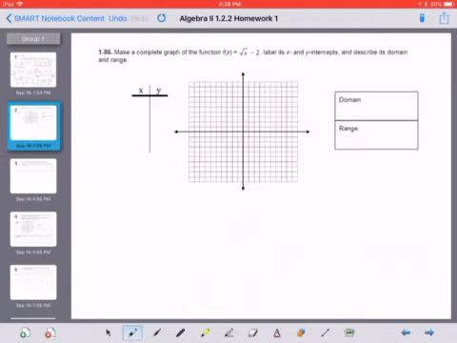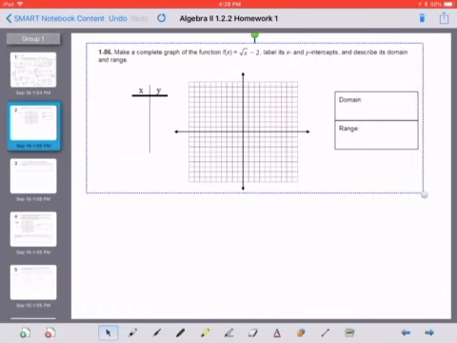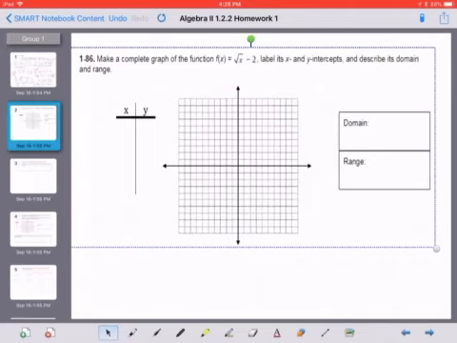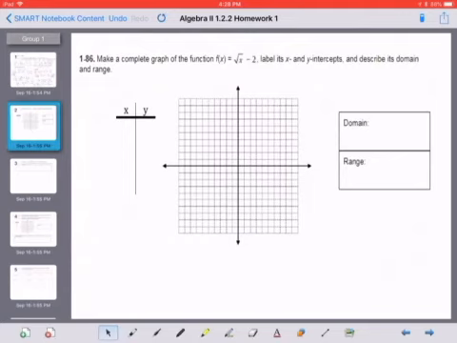The next problem says make a complete graph of the function, try to make that a little bigger, of the function the square root of x minus 2, label x and y intercept and describe its domain. So I'm going to start by plugging in some numbers for x. So I plugged in 0, 4, I can plug in 1, 9. Notice I chose all perfect squares.